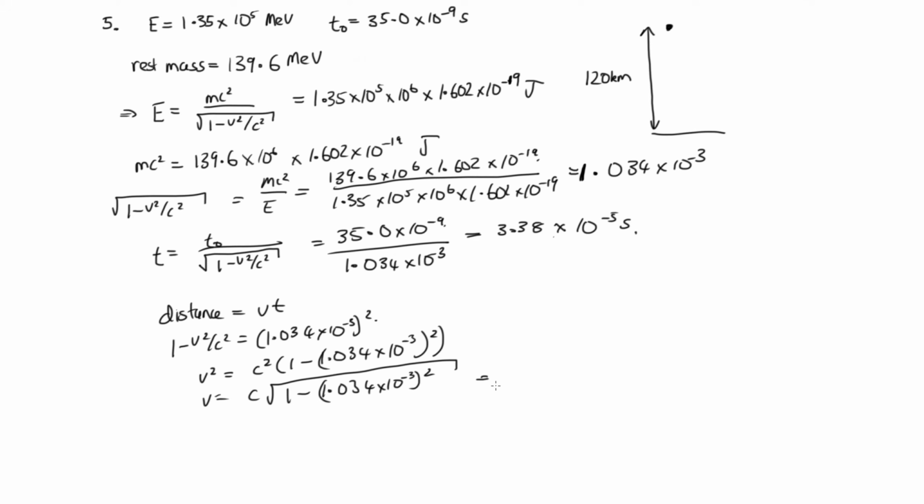So this gives us our value for v, which is equal to lots of 9s, 0.9999999 c. Okay, so now we've got the speed and we've got the time, and so the distance is equal to 0.999999 times 3 times 10 to the 8 times the time.